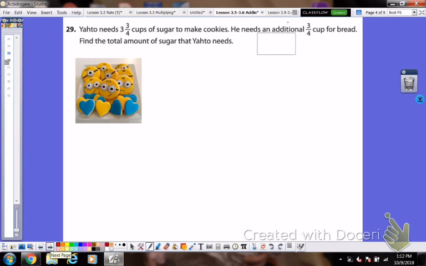Yato needs 3 3/4 cups of sugar to make cookies. He needs an additional 3/4 cup for bread. Find the total amount of sugar that Yato needs. Okay, so we need 3 3/4 for the cookies. We need an additional 3/4 for the bread. If it's an additional, our operation is addition. Change this to an improper fraction. So 4 times 3 plus 3 gives us 15 over 4 plus 3/4.